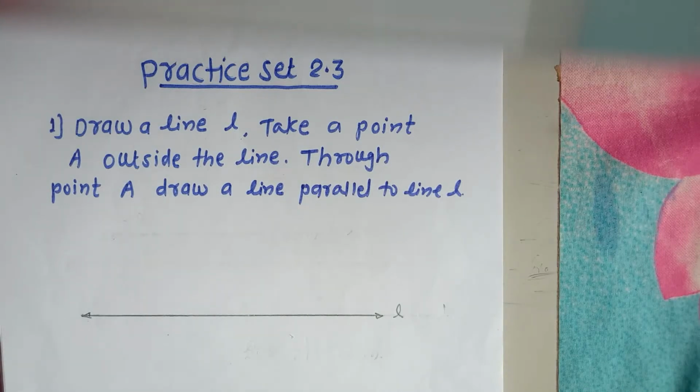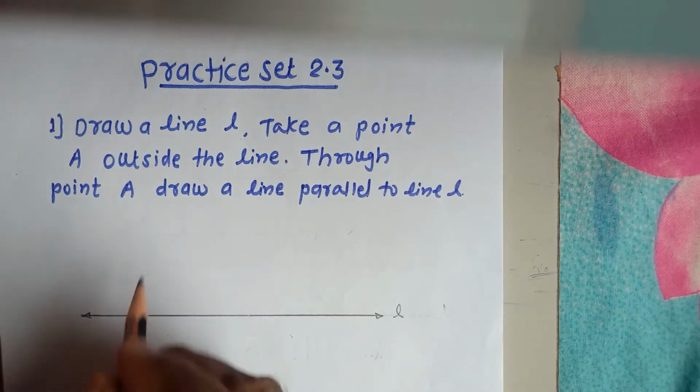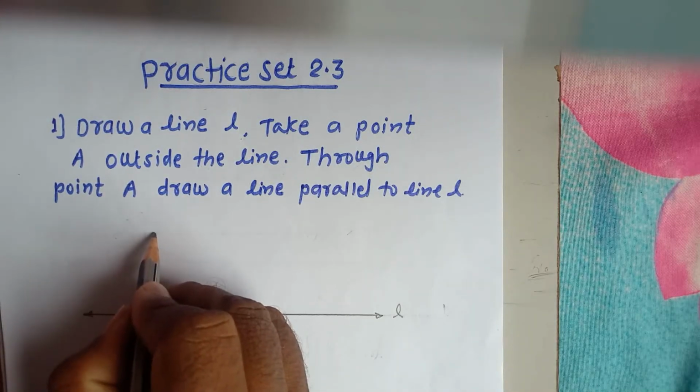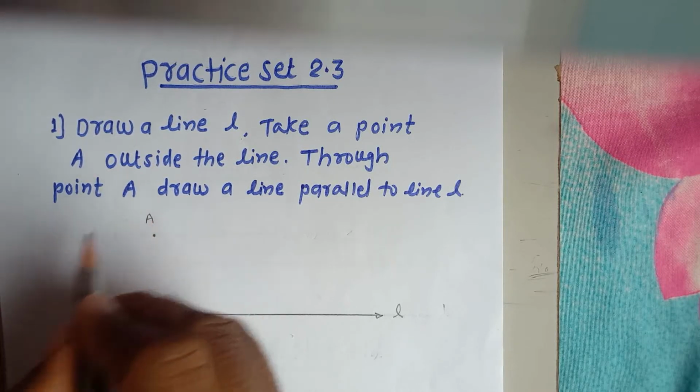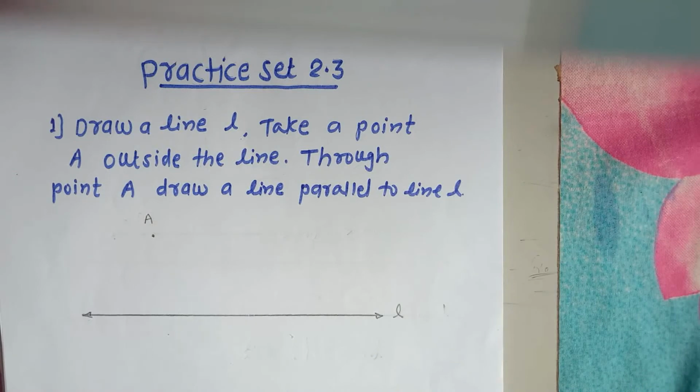At first draw line L here, then take any point A outside this line. Now we use set squares to draw a line parallel to this line.